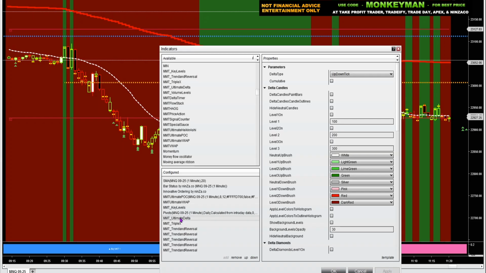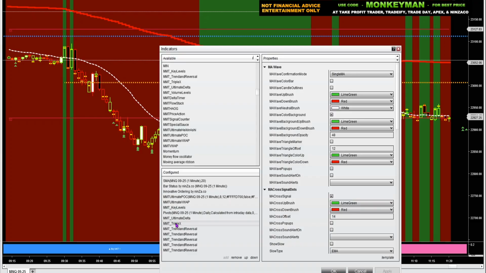pivots, I've got the Ultimate Delta, but it's actually not on the chart. Don't need this on here. You need to have this indicator to use as an input on the trend and reversal. But I've actually got the histogram squished down on this chart, but you could also have it visible. I've got the MMT XXX painting the background.